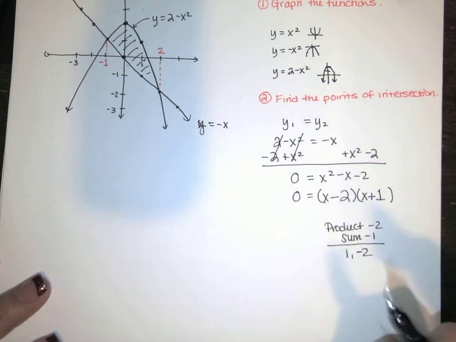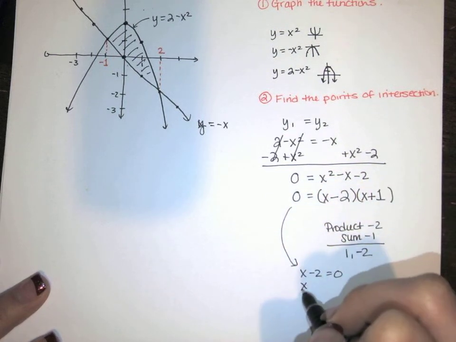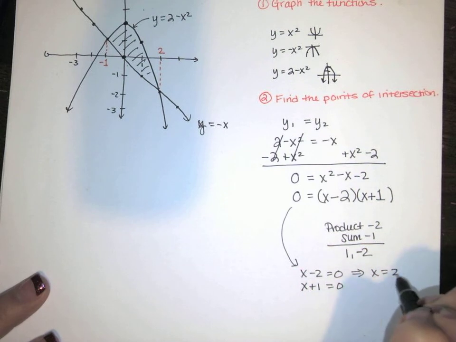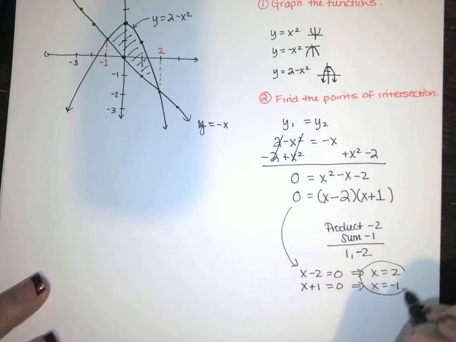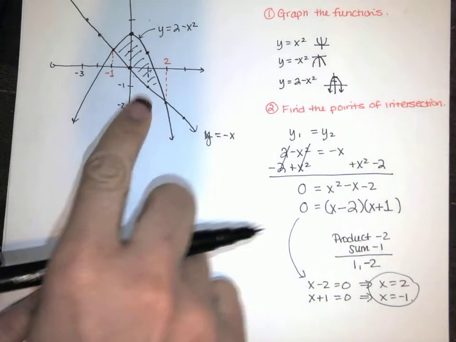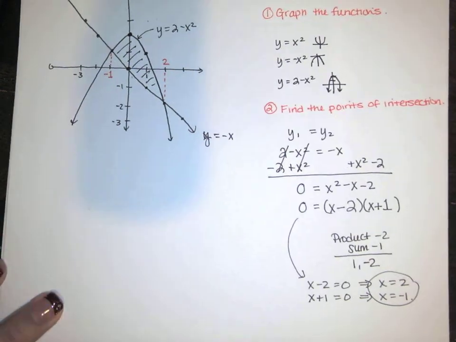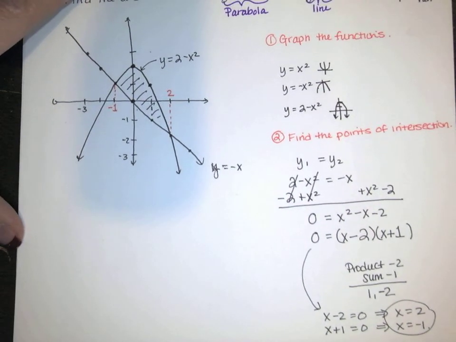And if this times this equals 0, that means either the first factor is 0 or the second factor is 0. If I solve this one for x, I get x equals 2. I solve this one for x, I get x equals negative 1. You say, okay, what does that tell me? That tells me that the y values are equal on the graph when x equals 2 and when x equals negative 1, which is exactly what we saw when we found that graphically.